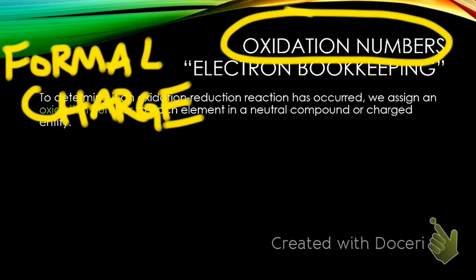You can have a neutral compound, a neutral molecule, and the individual atoms within it will have oxidation numbers. It is just a way to keep track of where the electrons are. Okay, it is not formal charge, it is just a form of bookkeeping.